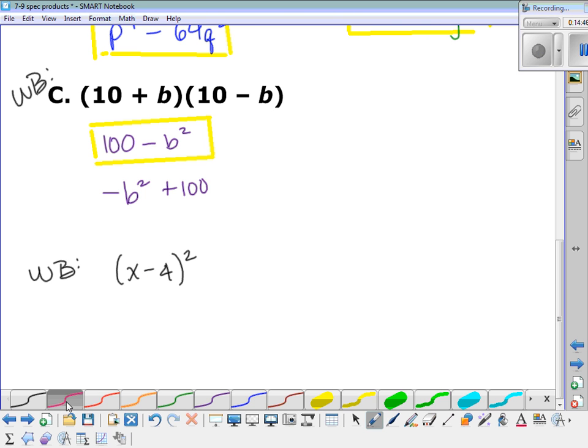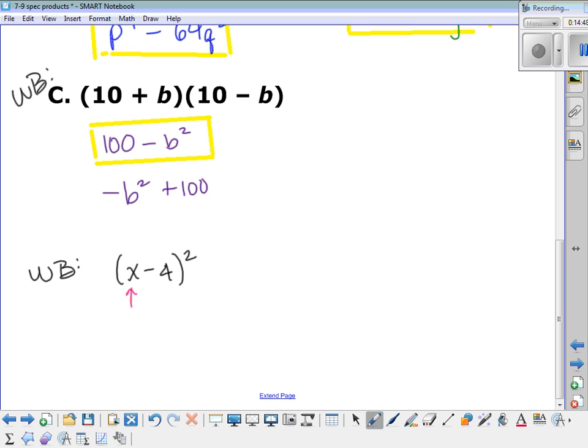All right, so if I square the x, what do I get? X squared. And if I square the negative 4, what do I get? Positive 16, but I've got to figure out my middle term. So negative 4 times x is what? Negative 4x, double it, negative 8x. It's still negative, okay? All right, that's all I have for you guys today.